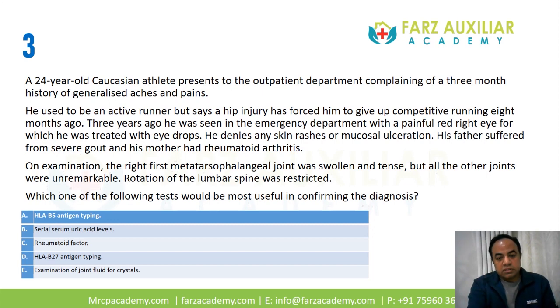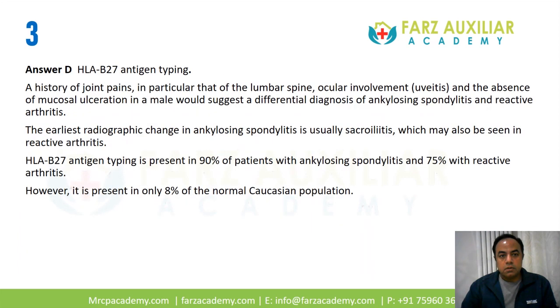Right, so the answer is D, which is HLA-B27 antigen typing. History of joint pains with back pain and restricted range of movement in a very young athlete in his 20s is pointing towards a possible ankylosing spondylitis. He also had a history of red eye, which again points towards uveitis. With no ulceration, and HLA-B5 is not indicated in this scenario.